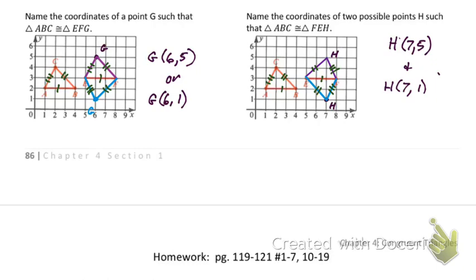All right, questions on either one of those two graphs? You have to do some of that in the homework as well.